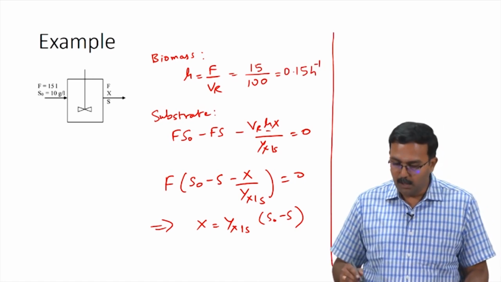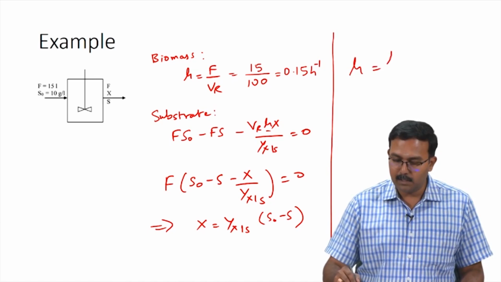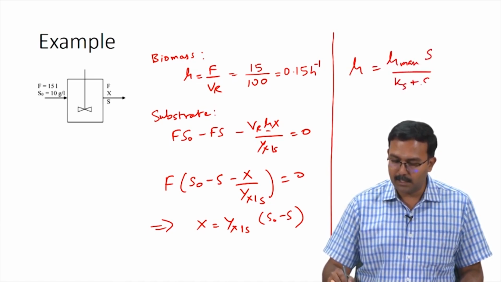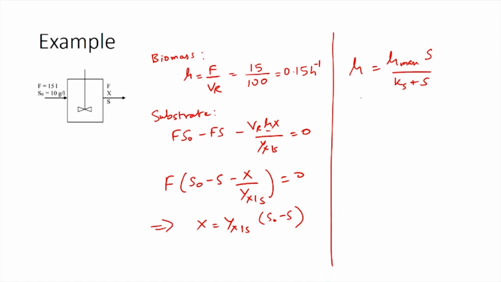So, using the Monod equation, we know that mu equals mu max S divided by Ks plus S. We have been given mu max as 0.4 and Ks as 2. So, using these values we can substitute this as 0.4 S divided by 2 plus S equals 0.15, which is mu. From here we can calculate the outlet substrate concentration, which is S, giving a value of 1.2 grams per liter.